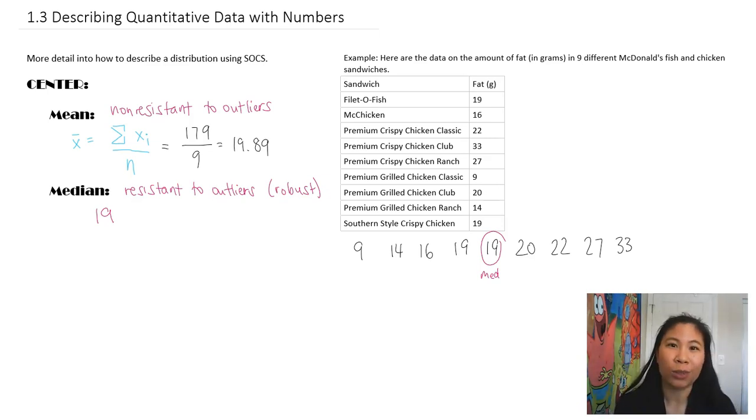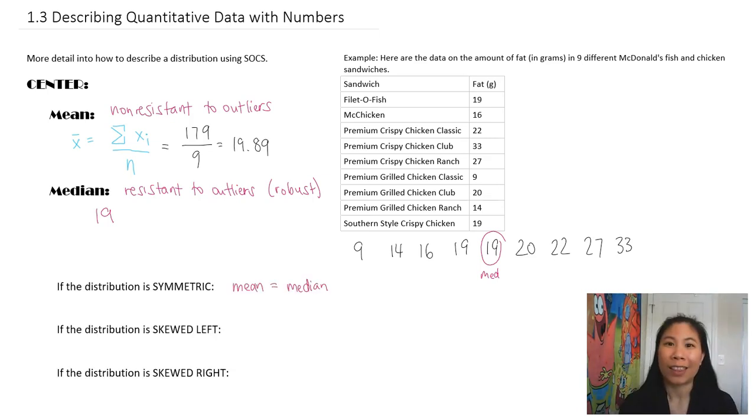So let's say we have a symmetric graph for this data set, then the mean is going to be the same number as the median. Because if you think about it, the mean should be right in the middle, as long as there's an even number of smaller numbers and bigger numbers. The median, because we are counting towards the middle, should also be right in the middle of the distribution because it's symmetric. So when we count towards the middle, it'll be right in the middle. So that's why the mean and the median are the same if the distribution is symmetric.